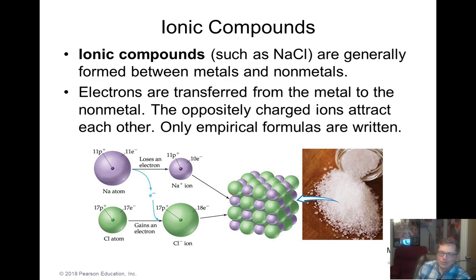So sodium loses its electron, and chlorine takes that electron and gains it. Because sodium now has 11 protons and 10 electrons, it gets a positive charge. Chlorine has 17 protons and 18 electrons, so it gets a negative charge. The positive sodium and the negative chlorine get attracted to each other, kind of like positive and negative magnets.